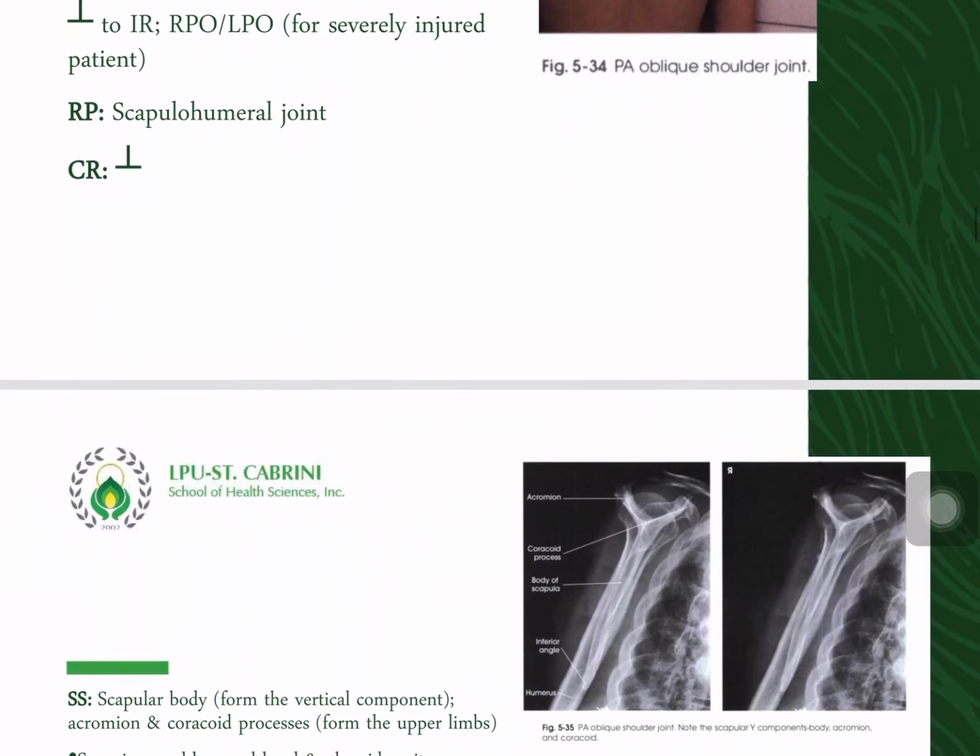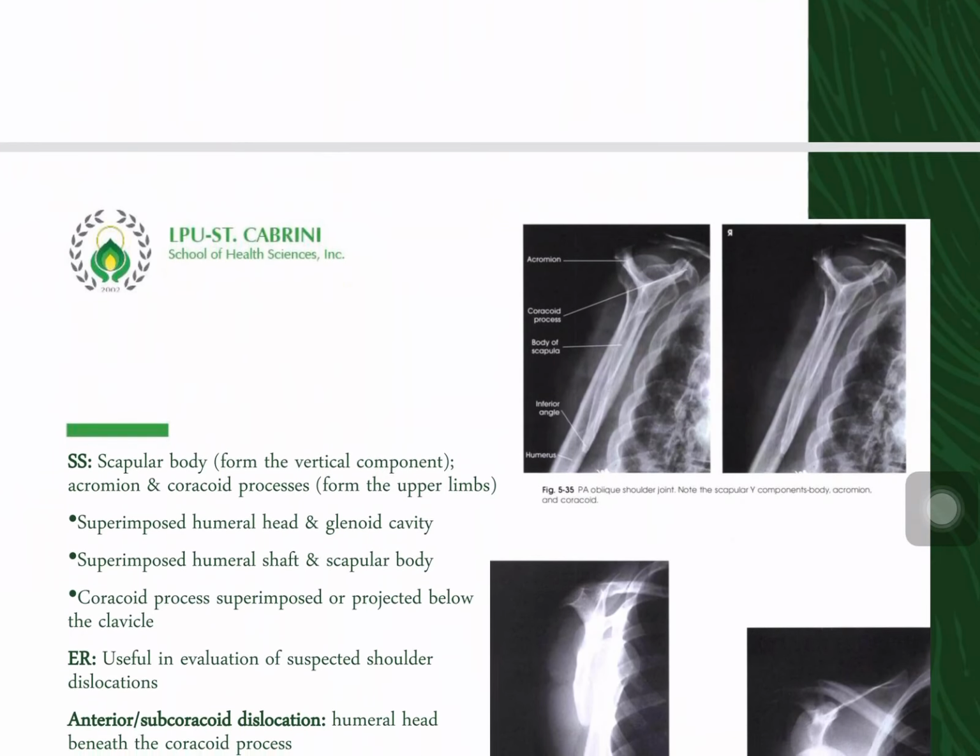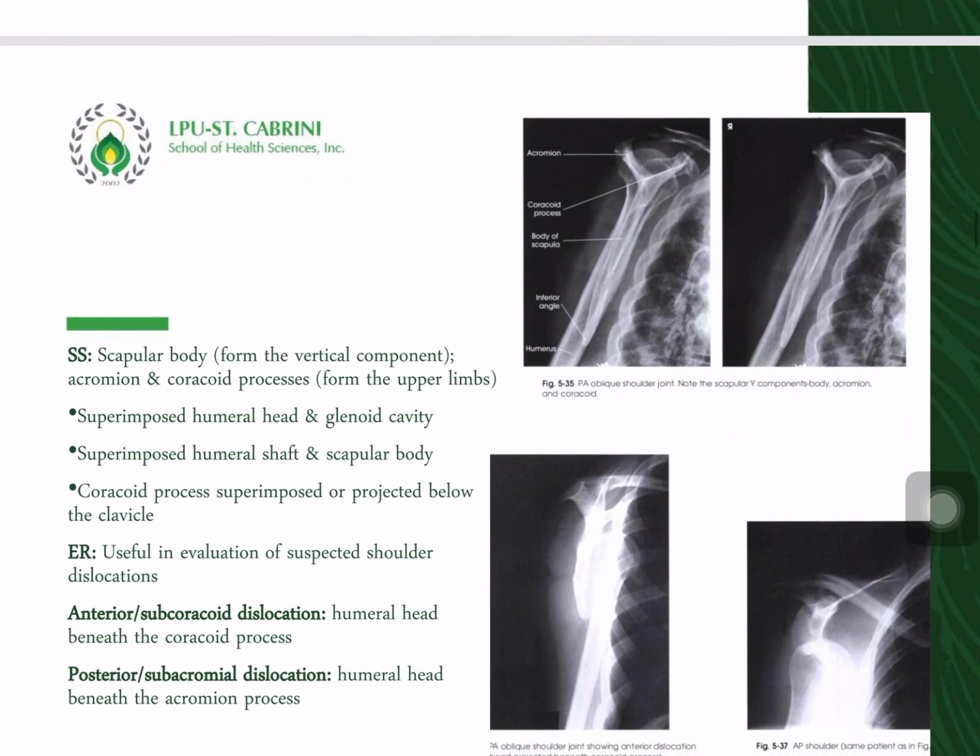In a normal shoulder, the humeral head is superimposed over the junction of the Y. In anterior dislocations, or what we also call subcoracoid, the humeral head is beneath the coracoid. As for the posterior dislocations, or the subacromial dislocation, it is projected beneath the acromion process.